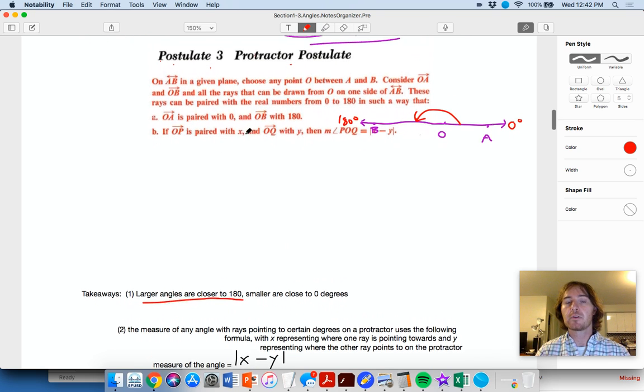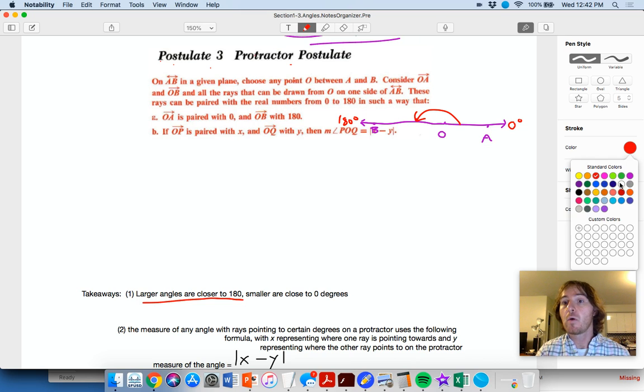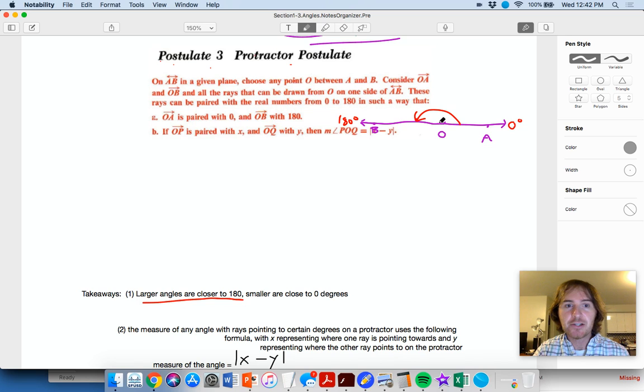Second thing the ruler postulate tells us is that if we have different angles, or different rays within this, here's a formula for us to calculate what we would measure this angle here. So if we have an angle on the protractor, for instance, OP is another ray, and say that's pointed at like 30 degrees on the protractor right here.